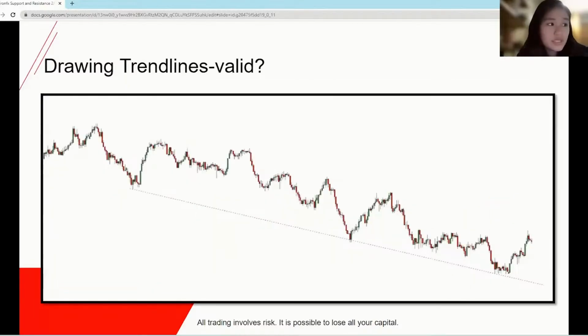Okay, can you guys let me know in the chat if you think this trend line is valid? I mean, we can all agree it's a descending trend line, but let me know in the chat if you think this is valid or invalid.